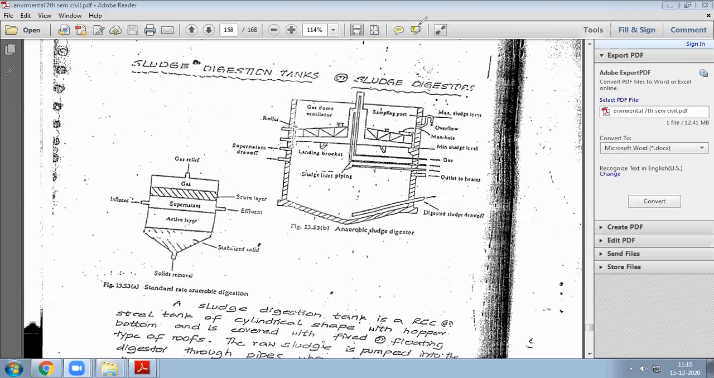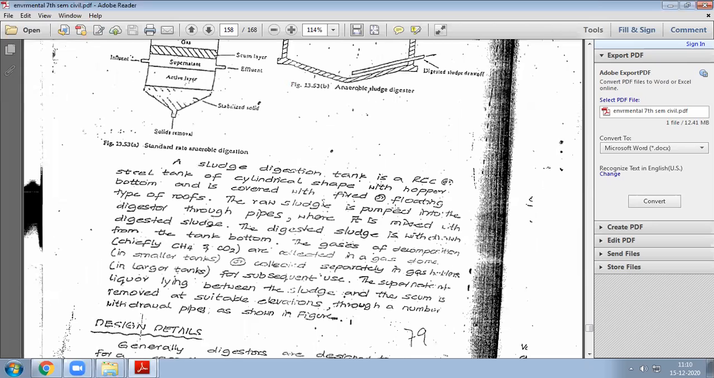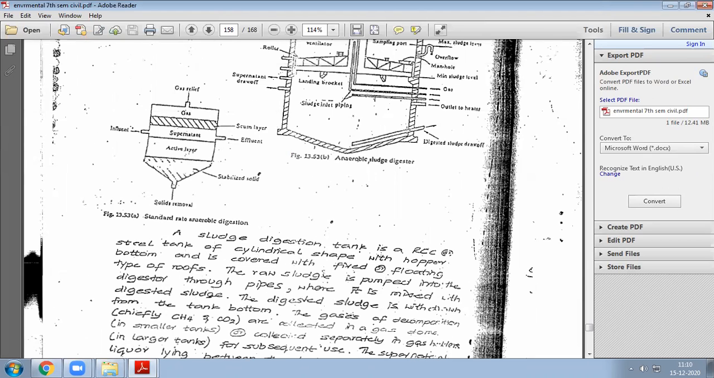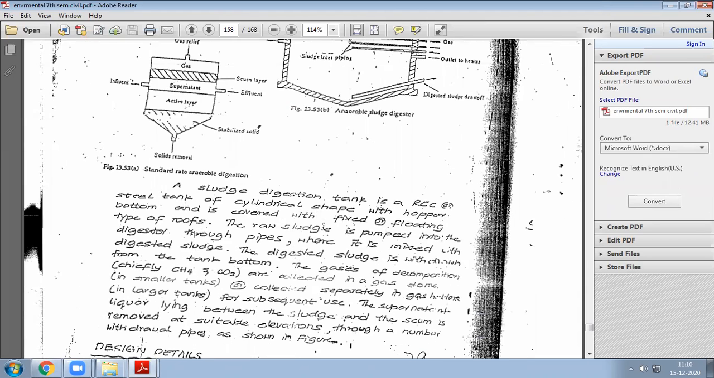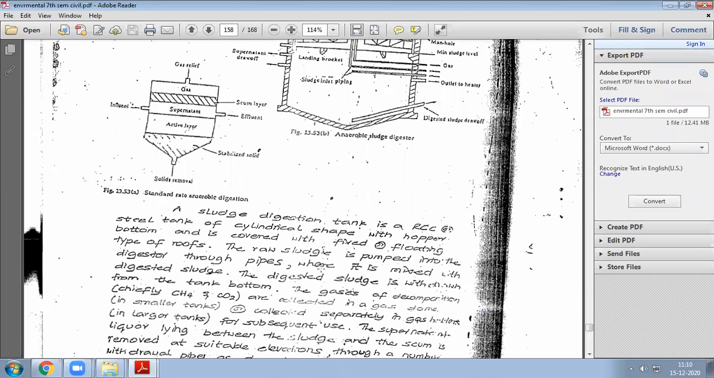So I'll try to read this. See here. Sludge digestion tank. First, they tell how it is made up. This is a tank of cylindrical shape with a hopper bottom, covered with fixed or floating type roofs. The raw sludge is pumped into the digester through pipes, where it is mixed with digester sludge. Already some sludge will be there, and it will mix with that.